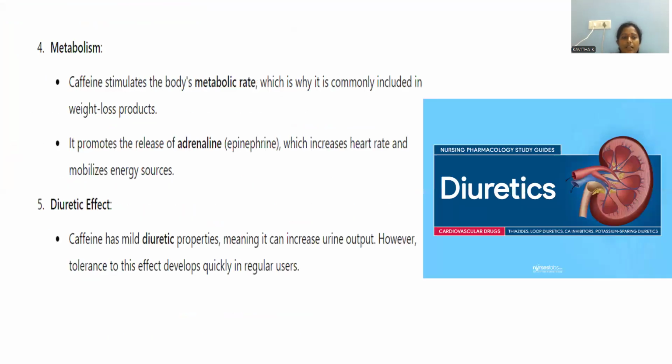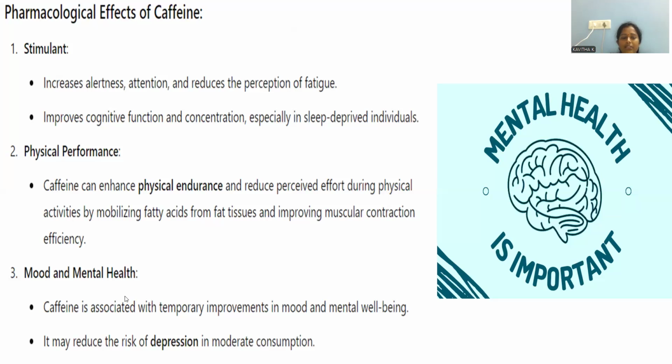Mood and mental health. Whenever people take coffee or tea, they are in a kind of bonded manner. They improve their positive thinking. That's the reason why it impacts our mood and mental health as well, so that we move far away from depression and that kind of negative impact on health.